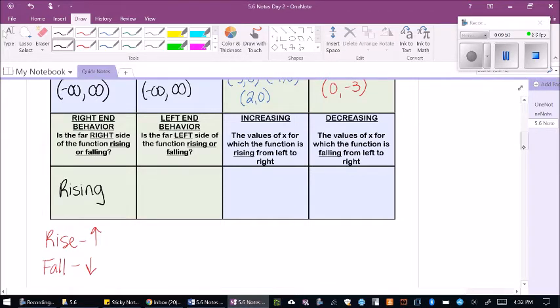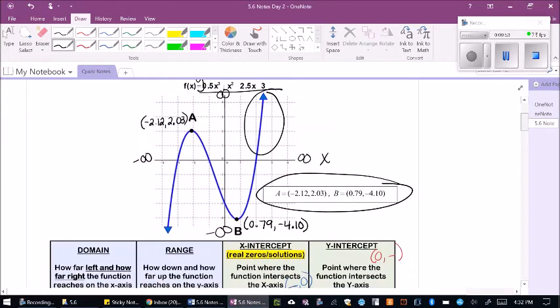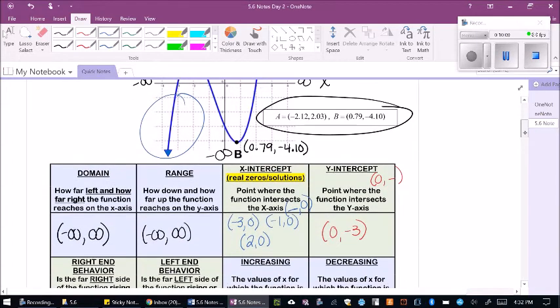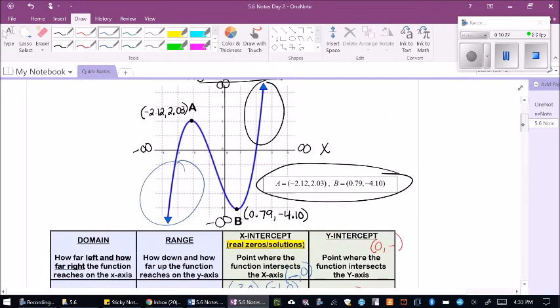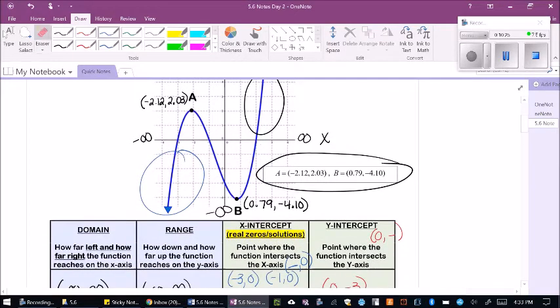Now I'm going to look at the left end behavior. So with the left end behavior, I'm looking at the left side. And I want to look, is my graph going up? Is that arrow pointing up towards the sky, or is that arrow pointing down? And we're going to see that the arrow is pointing down, so that's going to mean that it's falling. So for that, we just look at the graph and look at what the arrows are doing. I'm going to erase this again.